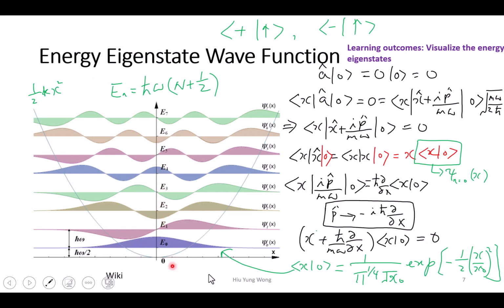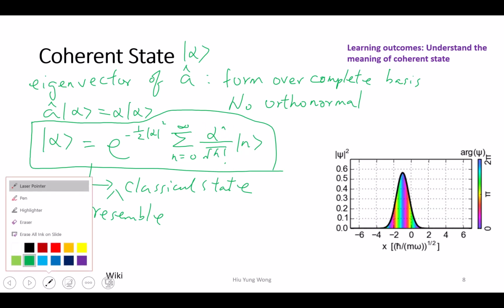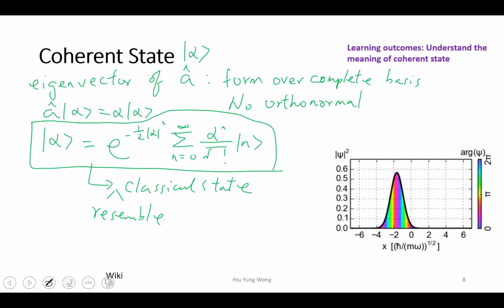And each of them, as we just discovered, has nothing to do with the classical, because look at the ground state: the mean is Gaussian, the mean is at 0, it's not oscillating. But we form a linear combination of n from 0 to infinity, scaled by the coefficient alpha to the power n over square root n factorial. And alpha is a parameter.